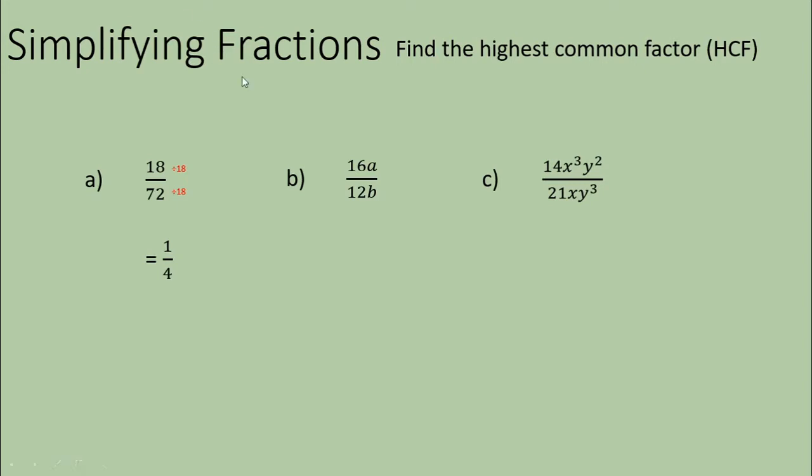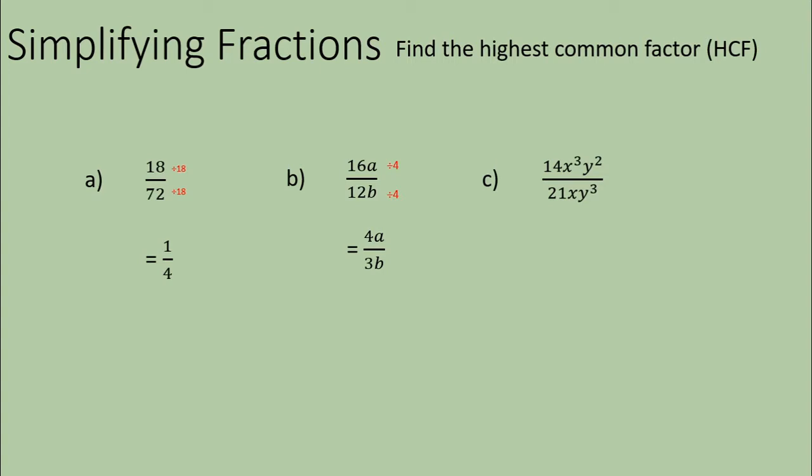The second fraction, 16a over 12b, is an algebraic fraction. See the variables a and b. Nonetheless, we simplify it in the same way. We find the highest common factor, and when there are numbers and variables involved, you should be looking at both of them. But in this case, we can only find a highest common factor which is a number. 16 and 12 can both be divided by 4. 16 divided by 4 is 4, and 12 divided by 4 is 3. So our simplified fraction will be 4a over 3b.